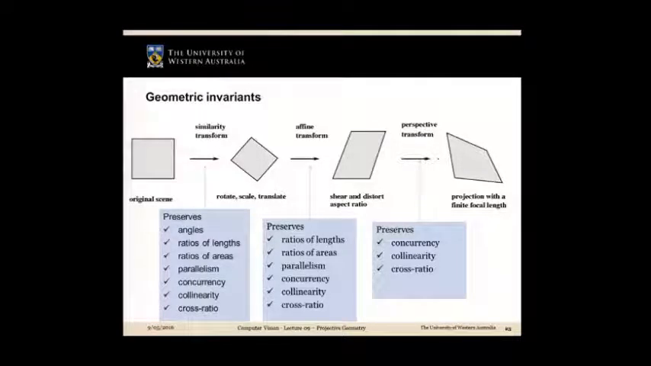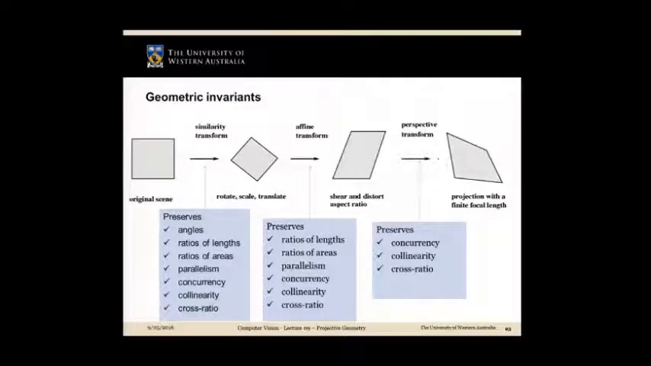Now coming to the affine transformation, it deals with shear and distorted aspect ratio. And what does it preserve? Ratios of lengths, ratios of areas, parallelism, and 3 other properties that we will discuss in detail. And finally, coming to the perspective transformation, it handles projection with a finite focal length. And what does it preserve? Concurrency, collinearity, and cross ratio. If you look at these 3 properties, they are common in all the 3 transformations. And that's why they're very, very important.